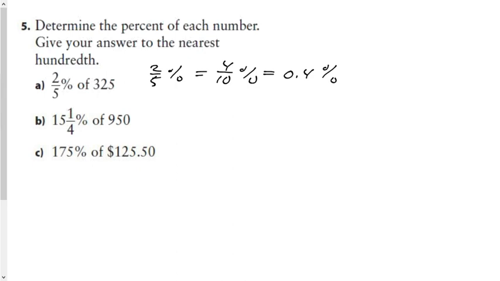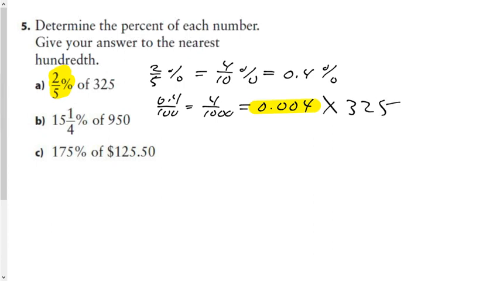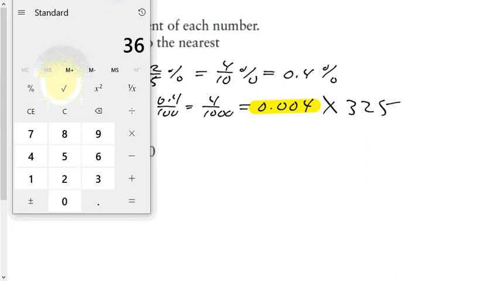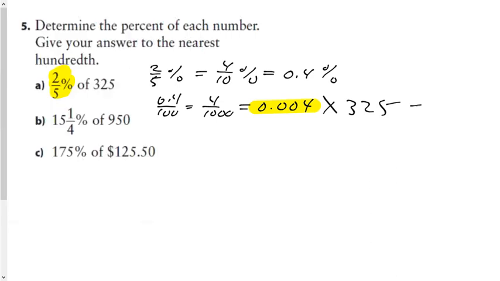So 0.4% is 0.4 out of 100, which is 4 out of 1,000, which is 0.004. That's how I change 2/5% into a decimal. So this percentage here and this decimal here are the same number. Once we know that, 2/5% of 325, we just have to multiply it. You get 0.4% of 325. 0.4% of 325 is 1.3. How many got that one right? 3 people. That's not good. Okay, let's try the next one.